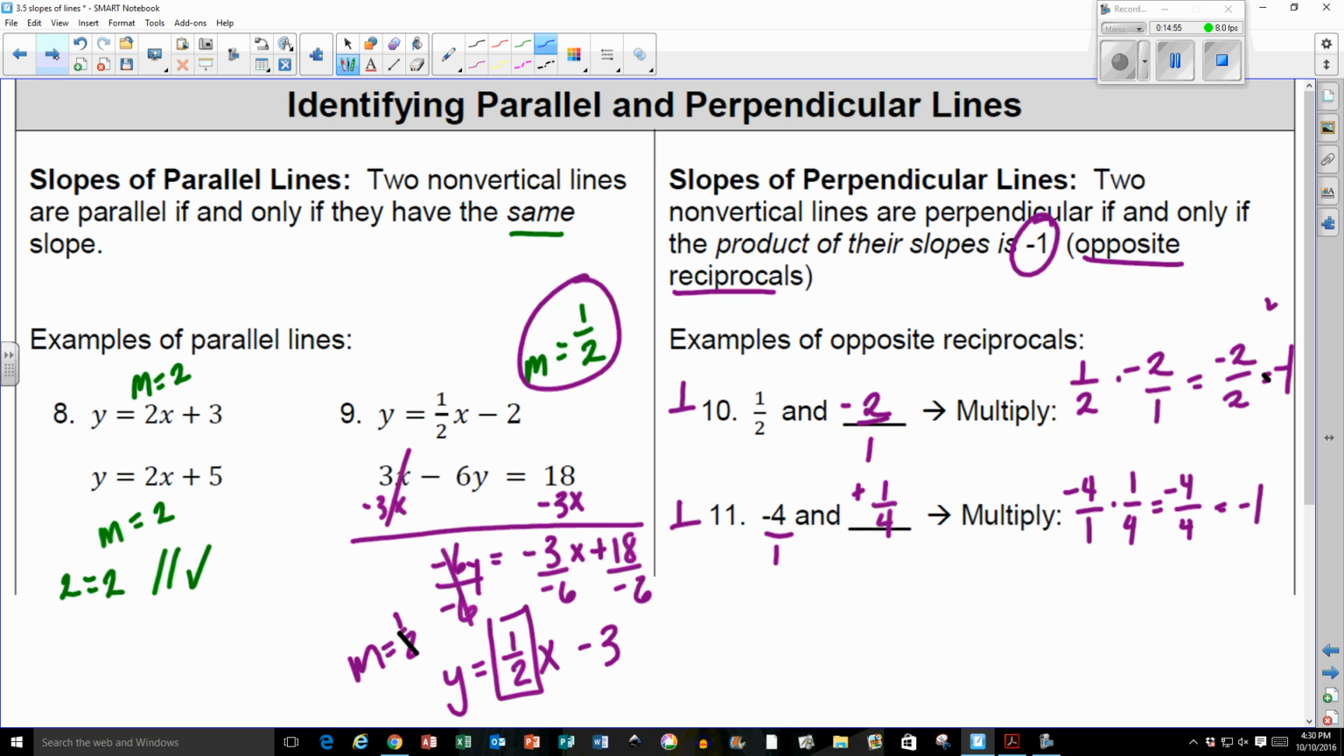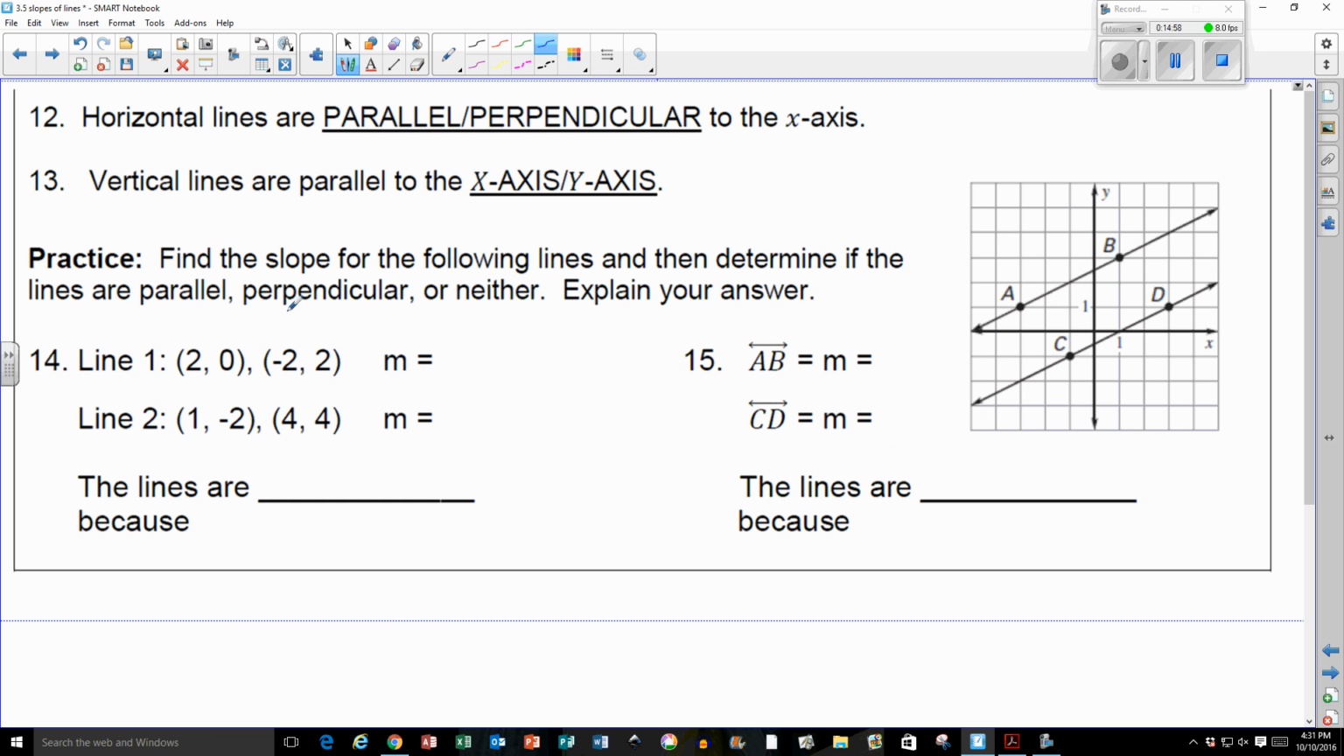All right, so let's finish up. So horizontal lines are parallel or perpendicular to the x-axis. So here's our x-axis. And horizontal lines, are they parallel or perpendicular? They are indeed parallel. So that means they have slope of 0. Vertical lines are parallel to the y-axis and have a slope that's undefined. So we got our horizontal lines, and vertical lines are straight up and down.